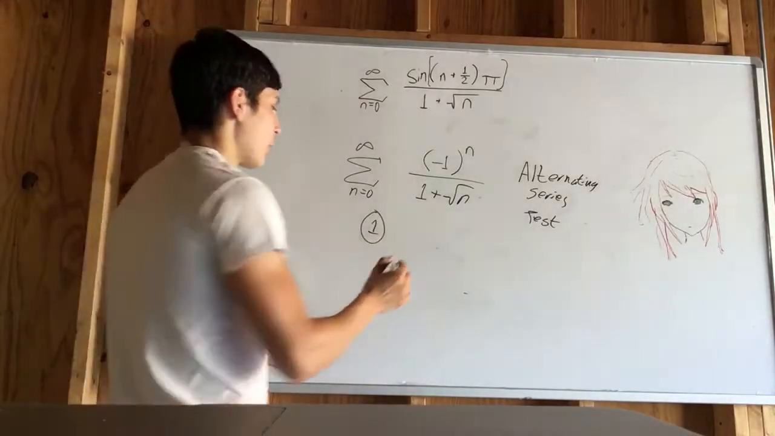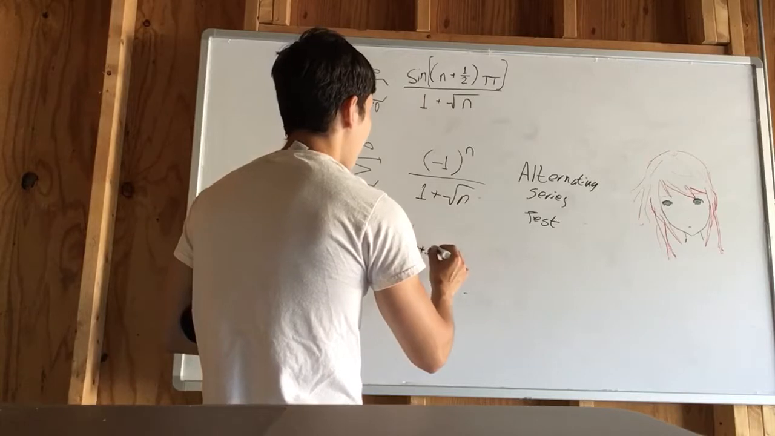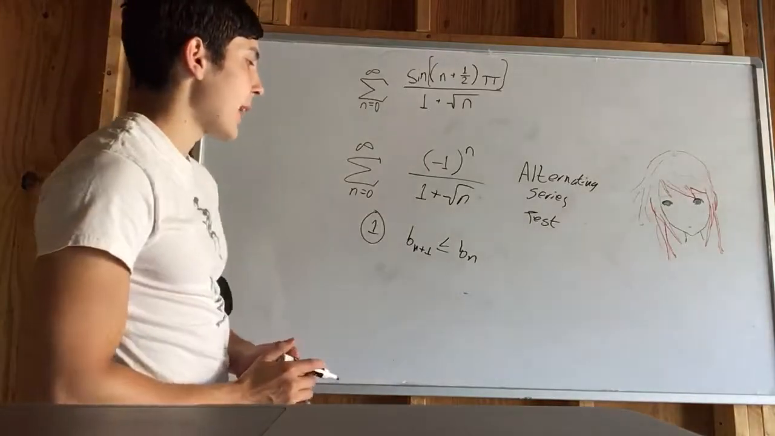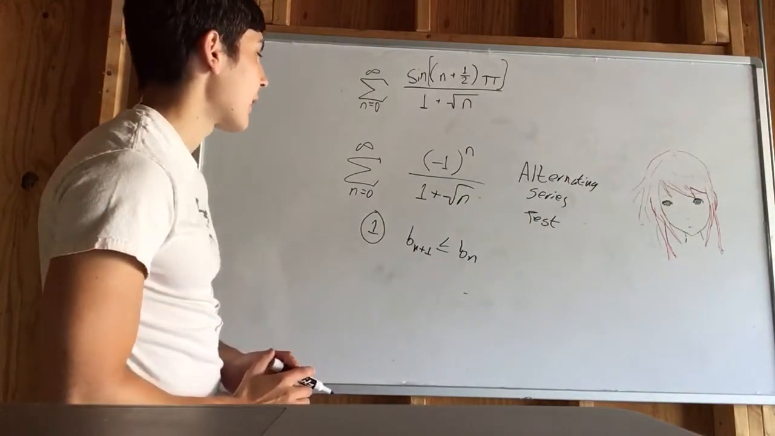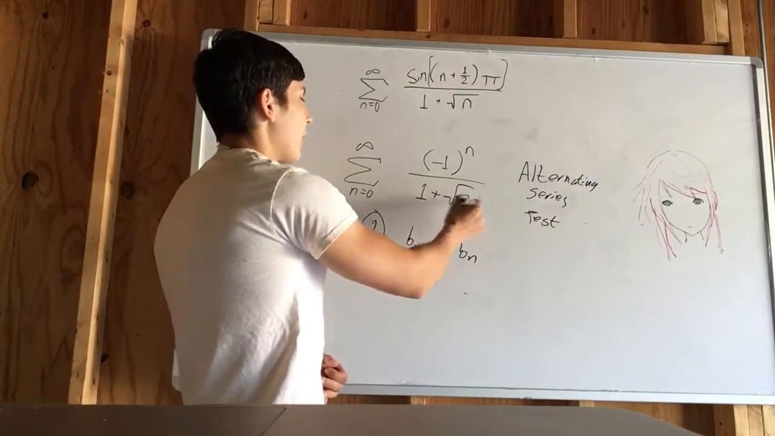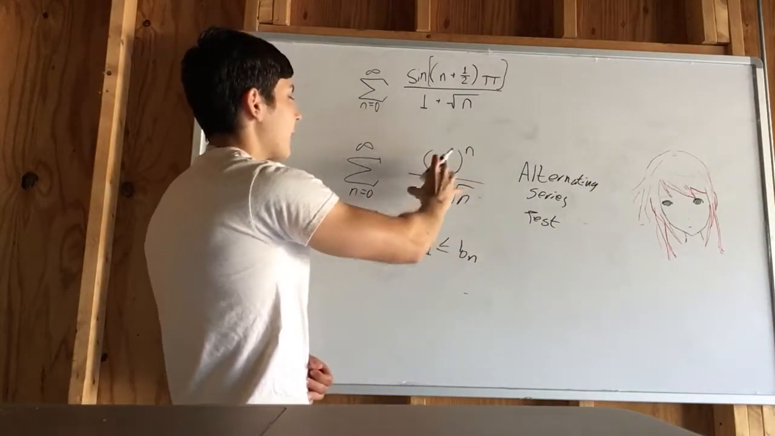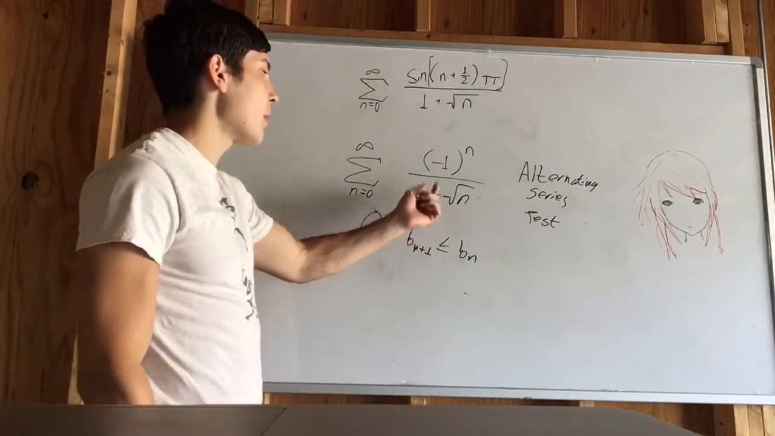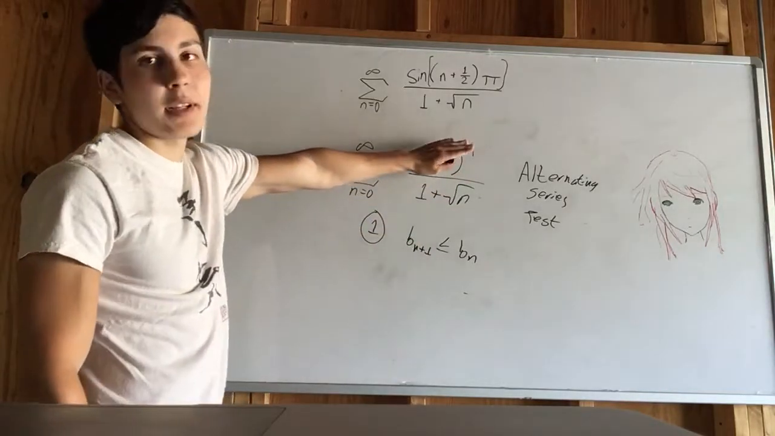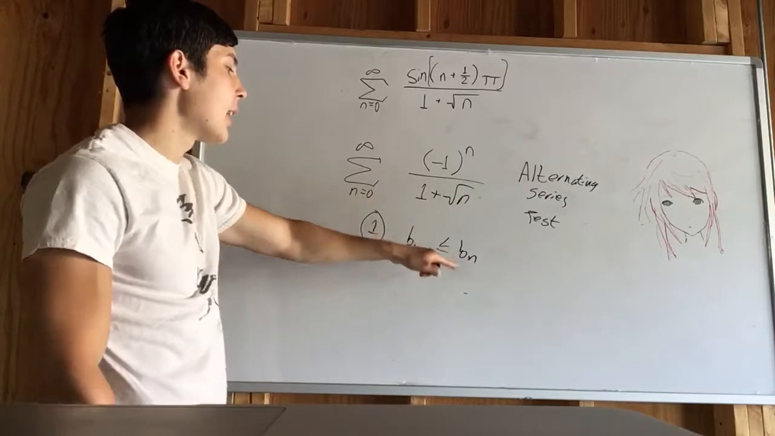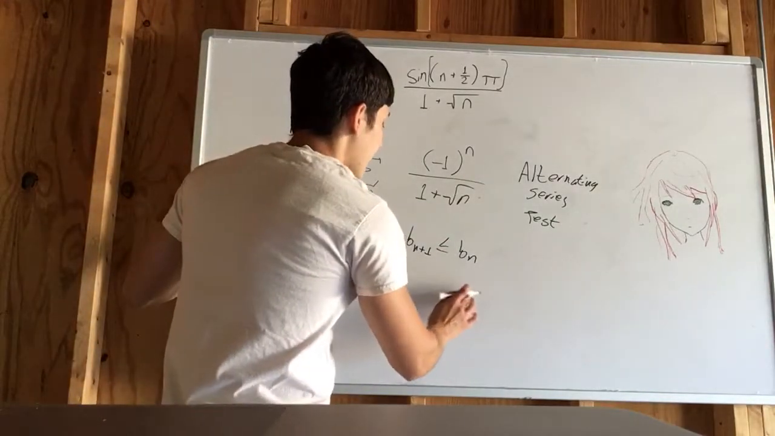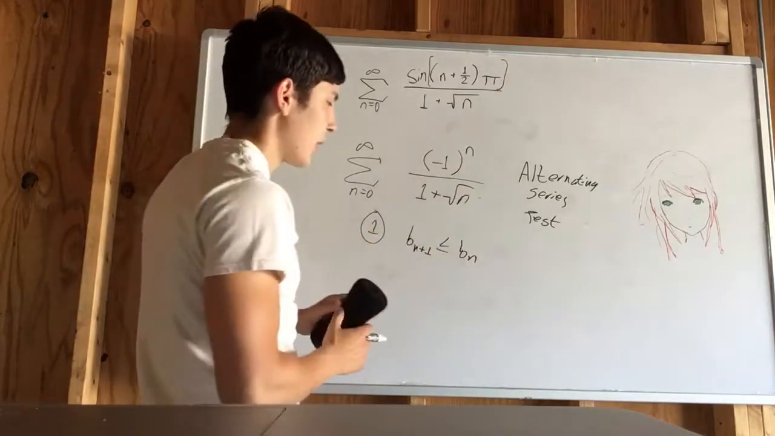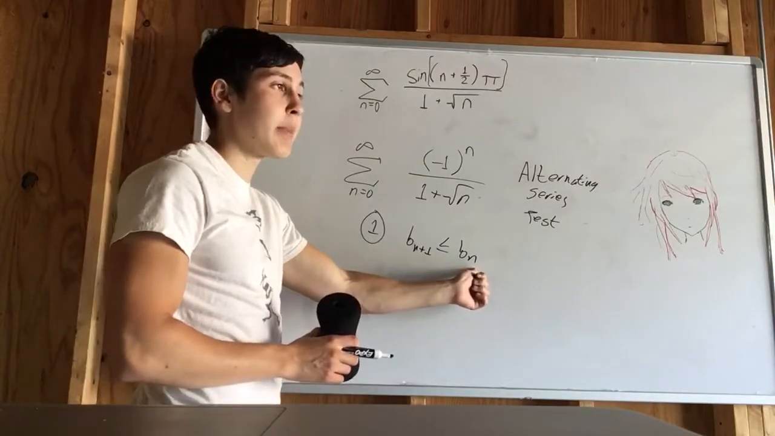The first step is you want to make sure that b sub n plus 1 is less than or equal to b sub n. So that means that b sub n is monotonically decreasing. What is b sub n? It's just the region of this entire thing which doesn't have the alternating part. So it's everything minus the alternating part. You just forget about the alternating part, and whatever else you have, that's b sub n. So that's the first condition, that b sub n plus 1, so if you were to plug in n plus 1, has to be less than or equal to b sub n.